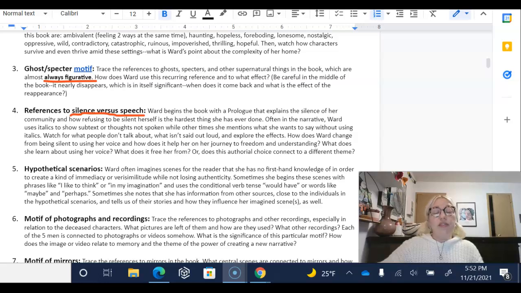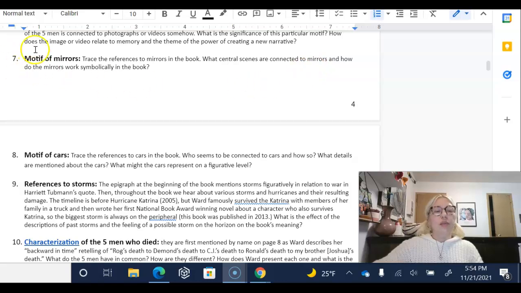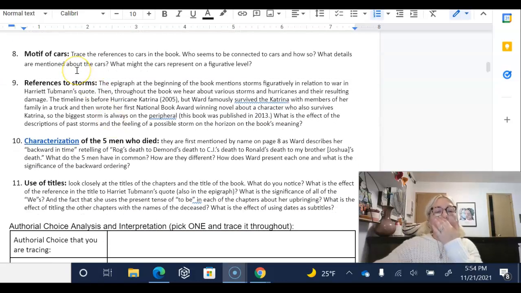The motif of photographs and recordings is another one that you could trace. She talks a lot about pictures that she still has or that she remembers, or videos and other kinds of recordings. And I think that is connected to the memory of some of these people who have passed away. The motif of mirrors is a good one. And that's something that you could look at. I think it probably closely connects to her identity. So that's number 7. Number 8, motif of cars.